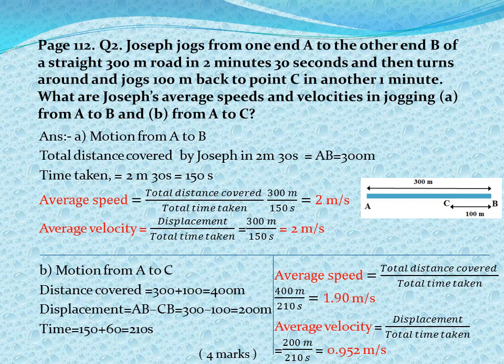B. Motion from A to C. Distance covered equals 300 plus 100, 400 meter. Displacement equals AB minus CB equals 300 minus 100, 200 meter. Time 150 plus 60, 210 seconds. Average speed equals total distance covered divided by total time taken equals 400 meter divided by 210 seconds equals 1.90 meter per second. Average velocity equals displacement divided by total time taken, that is 200 divided by 210 second equals 0.952 meter per second.